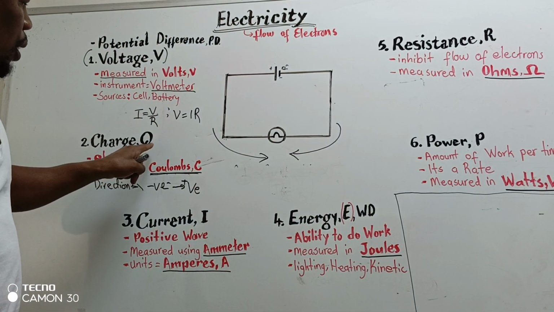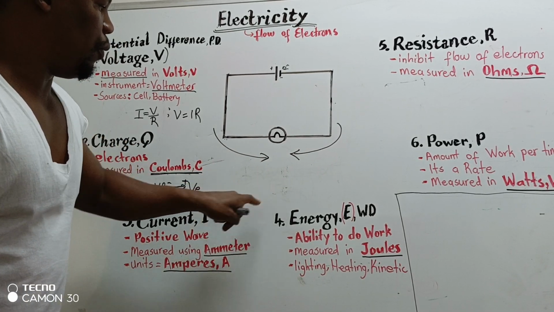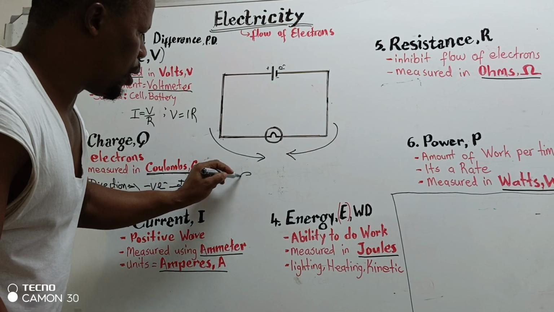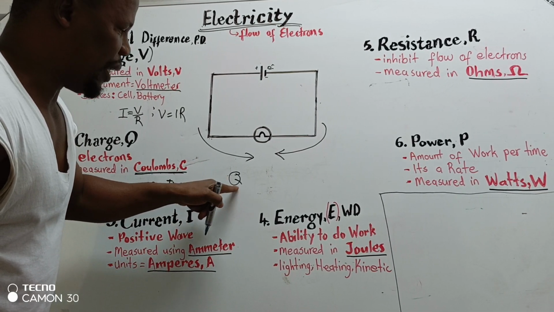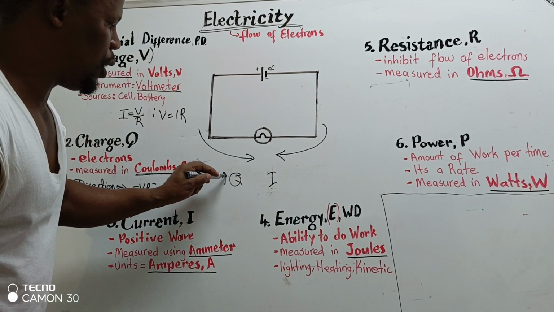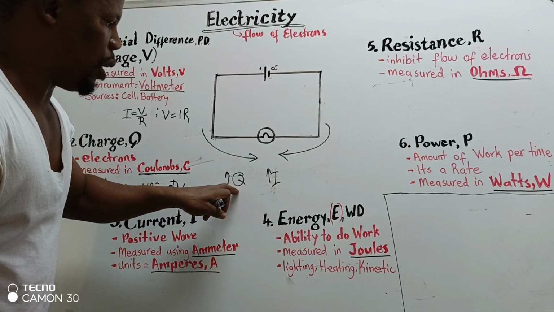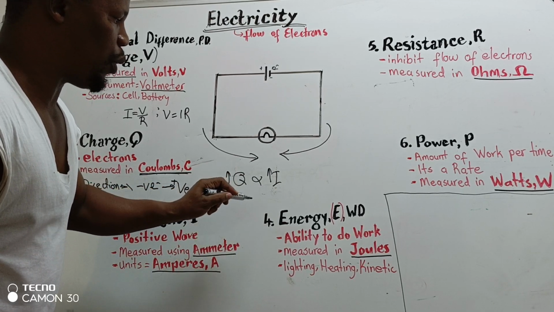Now we are going to relate charge to voltage, to current and time. Current and charge: if you increase the charge flow in the circuit, the current increases, because current is a measure of charge flow. So they are directly proportional.